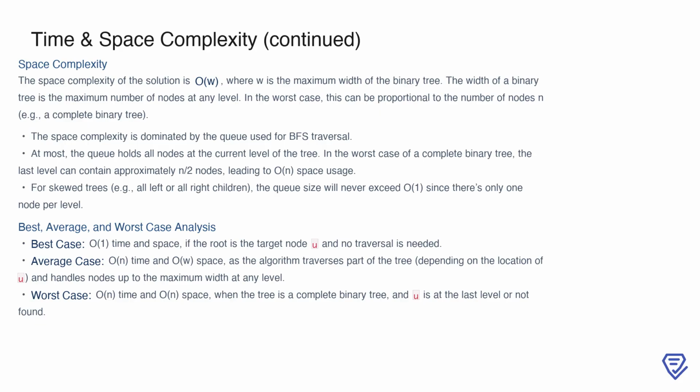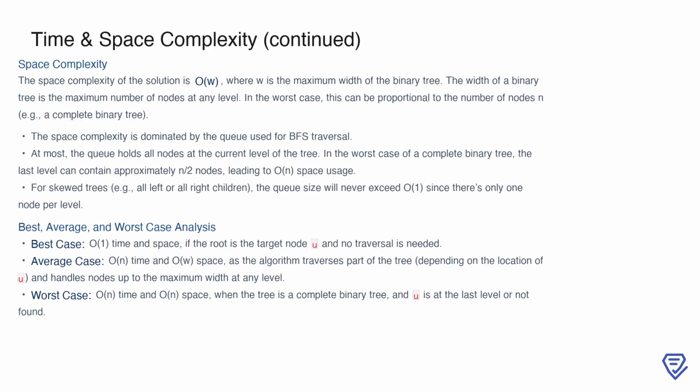At any given time, the queue holds all the nodes at the current level of the tree. For a complete binary tree, the last level might contain roughly n/2 nodes, leading to O(n) space usage. On the other hand, for skewed trees, where nodes are arranged in a straight line to the left or right, the queue size will not exceed O(1), as there's only one node per level.